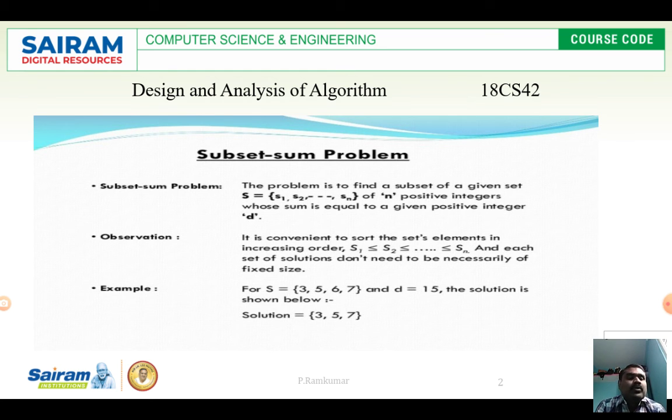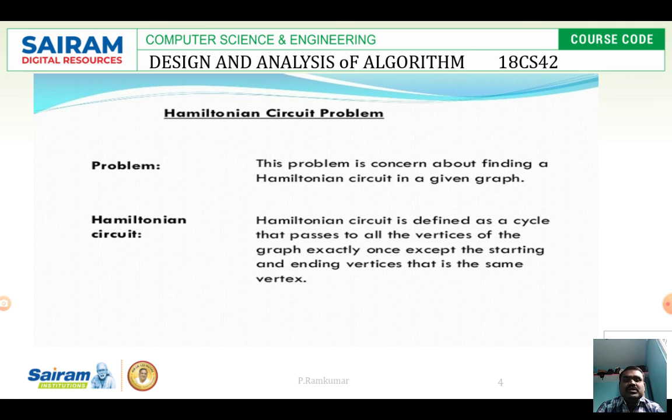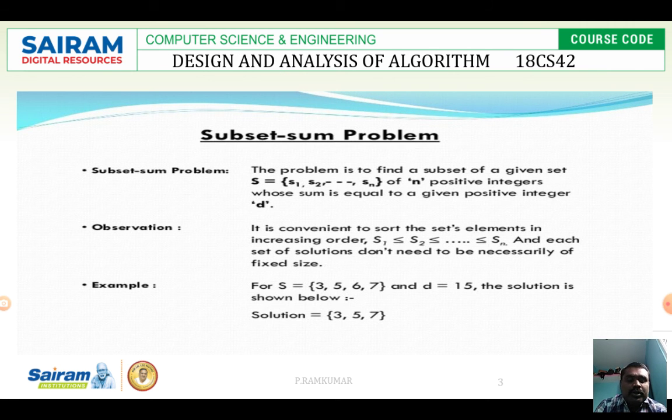So how am I going to solve this problem? By using a state space tree. First, I will consider 3. If I am considering 3, then I have to consider 5 also. So 3 plus 5 will be 8. If I consider 6, then 8 plus 6 will be 14. Then I cannot consider 7. So in this case, I have to consider 7 and ignore 6. So 3 plus 5 plus 7 gives the result 15.